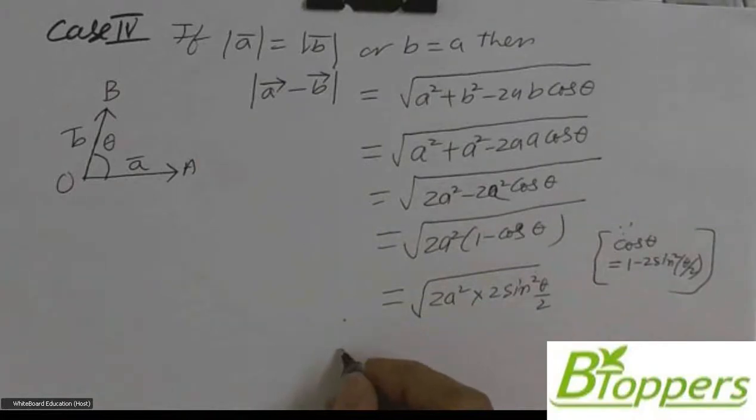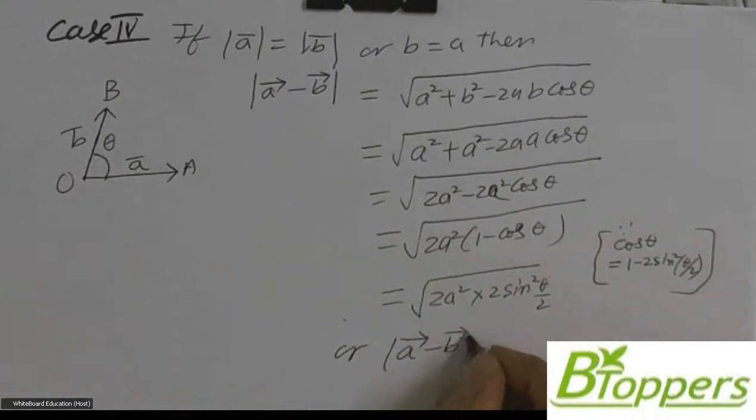Therefore, if the two vectors a bar and b bar have same magnitude and they are inclined to each other at an angle theta, then modulus of vector a bar minus b bar can be written as 2a sin theta by 2. You can directly use this result to find the magnitude of vector difference of two vectors, when the two vectors have same magnitude but they are inclined to each other at some angle theta.